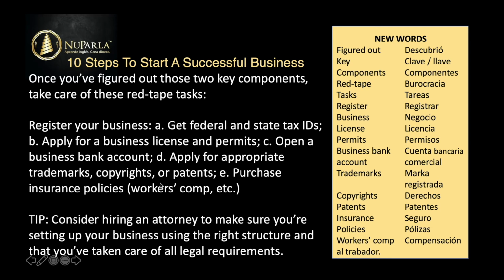Copyrights, derechos de autor, patents, si tienes patentes. Purchase insurance policies like workers' compensation, etcétera. En California, por lo menos, si tienes un empleado, tienes que tener la póliza aquí de workers' compensation, compensación al trabajador. Un seguro contra que se corten con un dedito, pues eso tienes que tenerlo. Tienes que tener el workers' comp, es la ley. Y si no, te multan, feísimo.